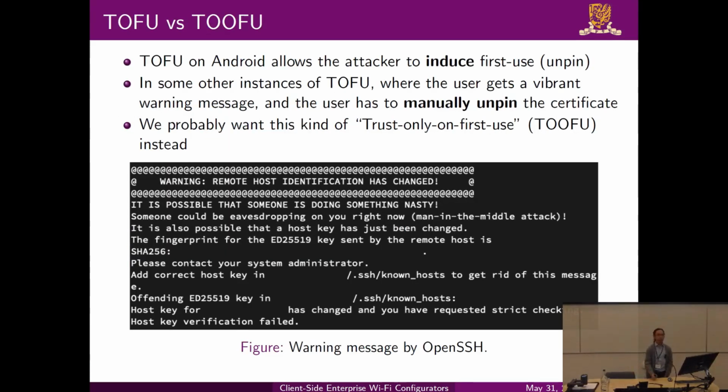So about TOFU, we saw that TOFU on Android allows the attacker to induce first use again and again. But if you use OpenSSH, when the system sees a different key, you are going to get a vibrant warning, and you as the user have the responsibility to reset the key instead of programmatically resetting it for you. So actually, we probably want this kind of trust only on first use term being used instead of trust on first use, TOFU.